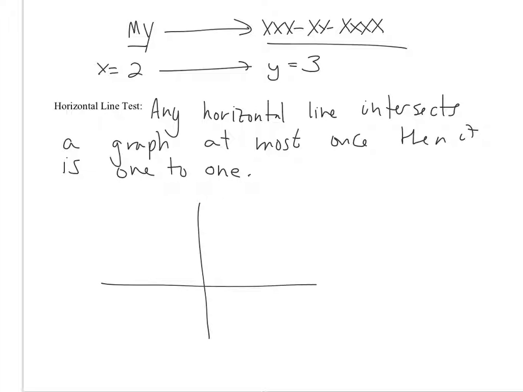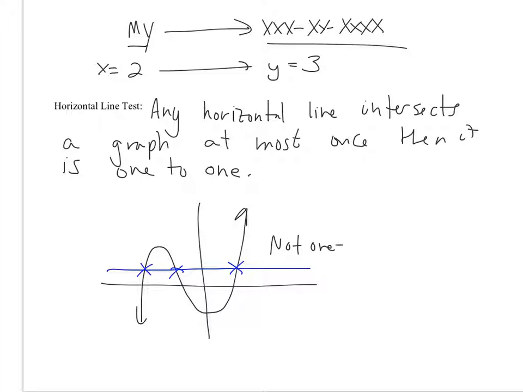So if I have some graph, let's say something like this, every horizontal line has to hit it only once. Well, this horizontal line hits it 3 times. So we would say this is not one-to-one. Because if you think of this y value, there are 3 different x values that have that as a y value, meaning it's not unique.